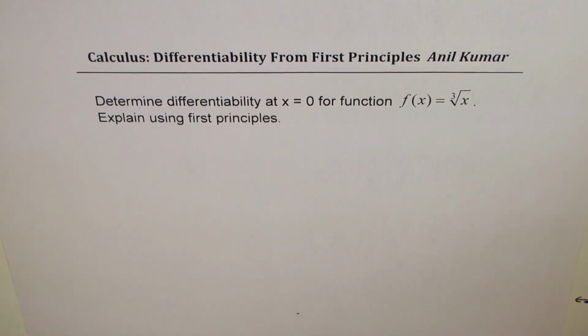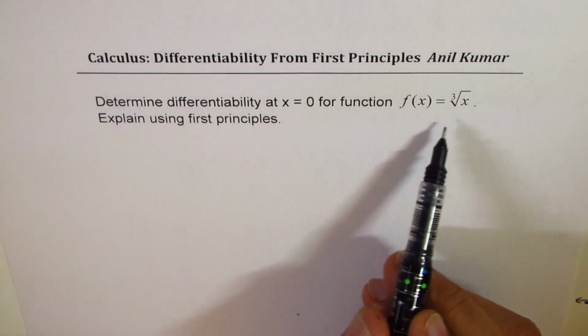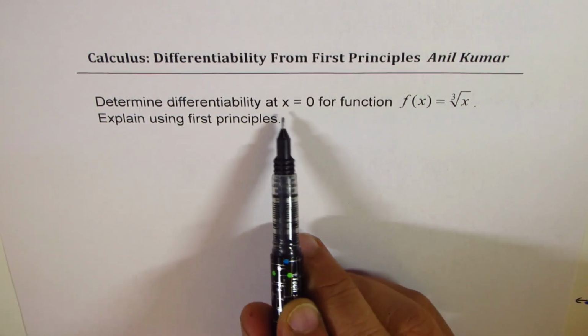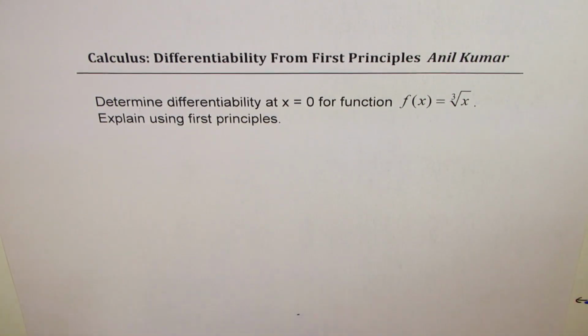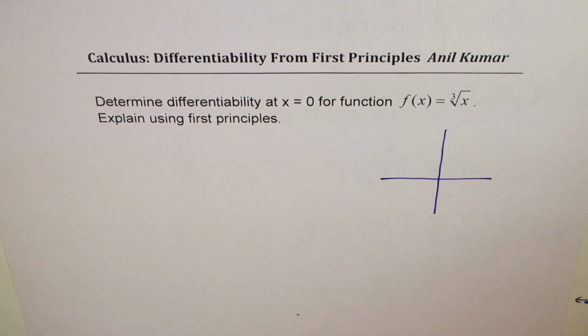This is the last example. We'll now consider the differentiability of the function cube root of x at x equals 0. So at times it is also good to sketch a function and then see the result. So if you sketch cube root of x, how will it look? Why don't you pause the video, sketch it, and then look for yourself, right?